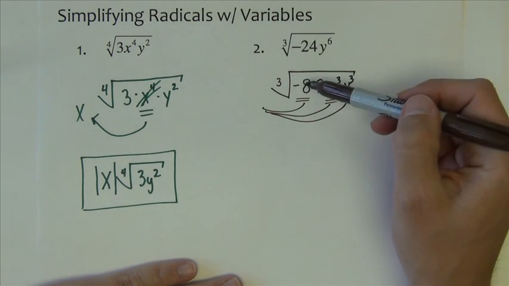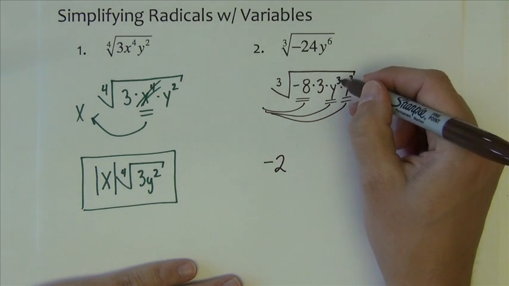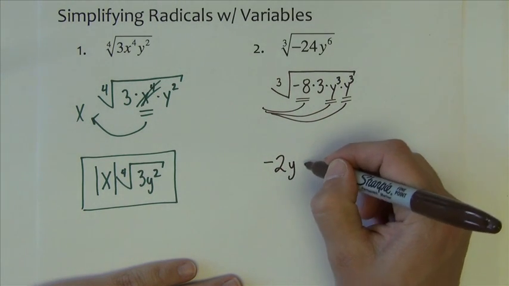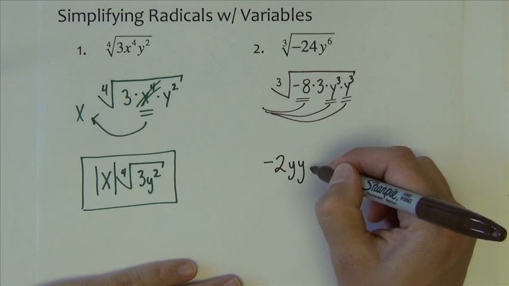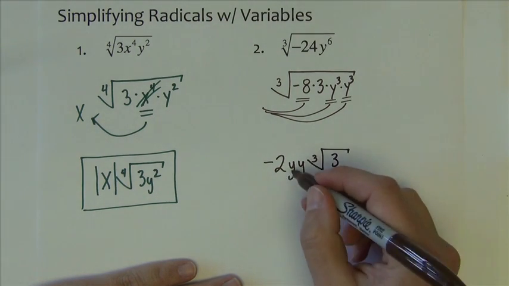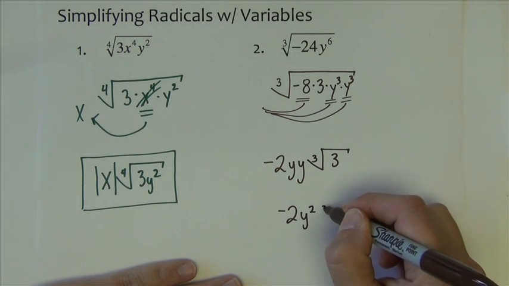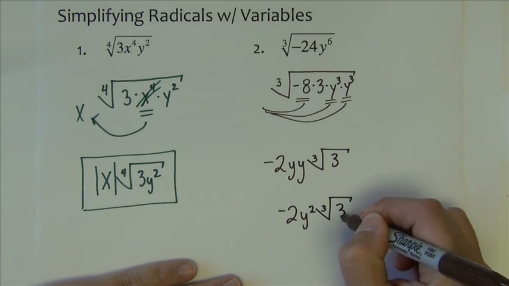Okay? So the cube root of negative 8 is negative 2. Cube root of y cubed is y. Cube root of y cubed is y. Cube root of 3 is left over. These two y's can multiply, so negative 2y squared times cube root of 3.